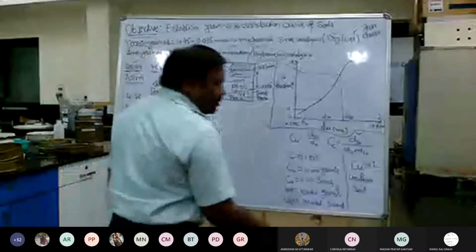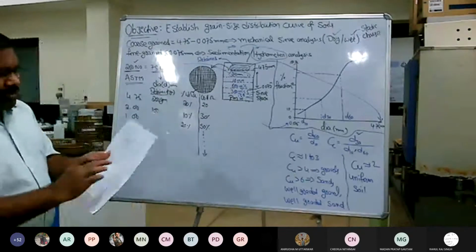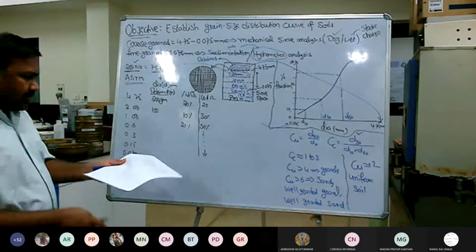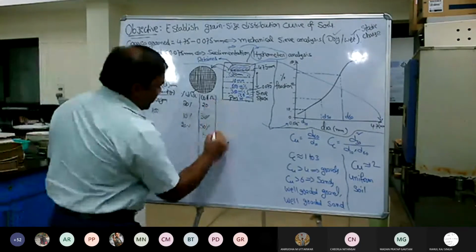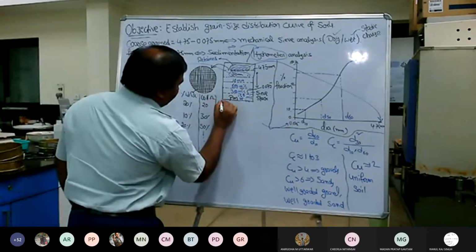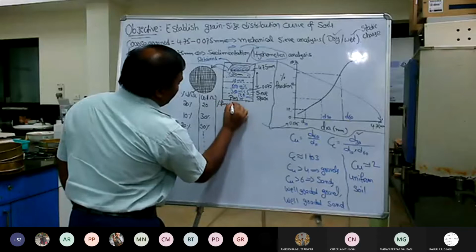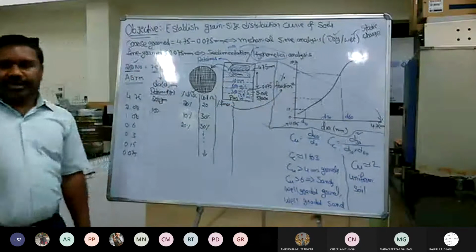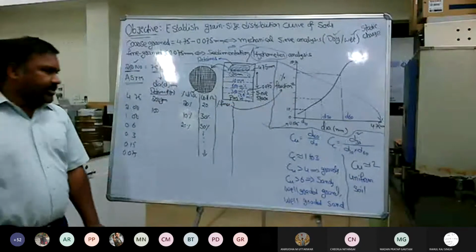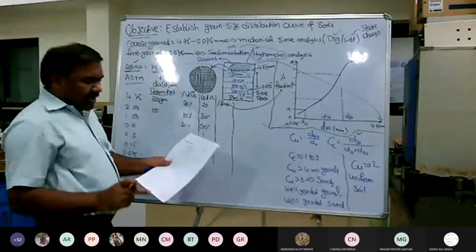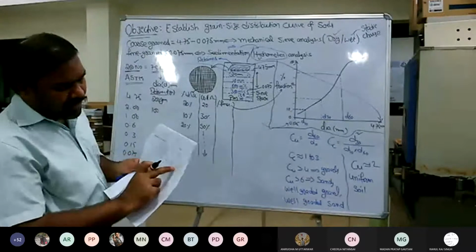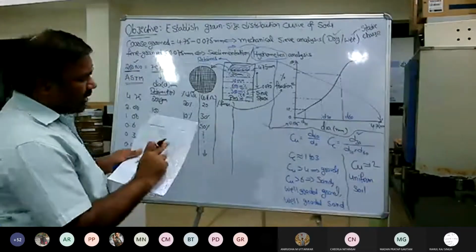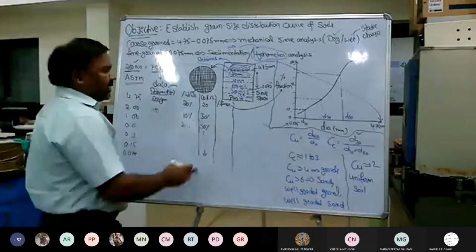Once the cumulative percentage is calculated, the last one is percentage finer. If you look carefully, the last column is nothing but your y-axis. Percentage finer is nothing but your y-axis. So how do you determine the percentage finer? Here a formula has been given. N is equal to 100 minus B, that is 100 minus the cumulative percentage retained.